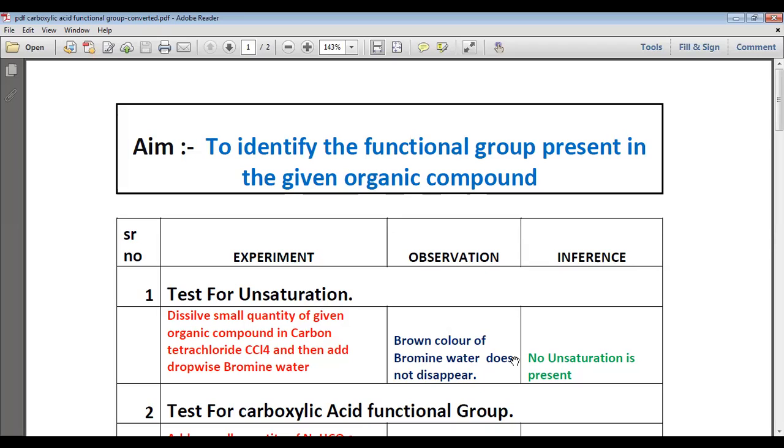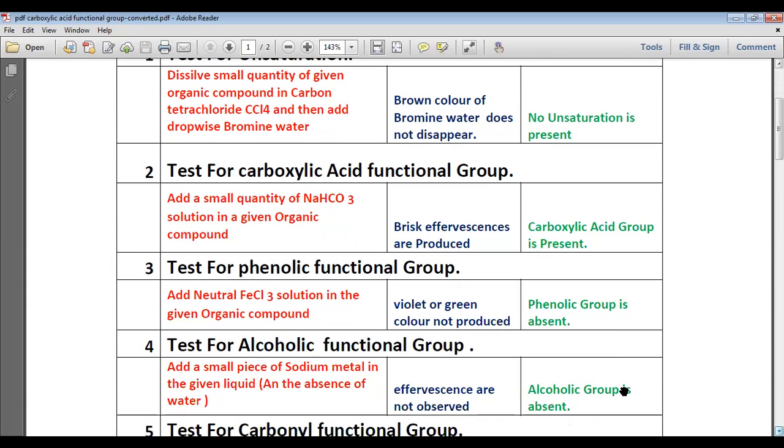The solid organic compound which you have seen, or the liquid organic compound which you have seen, in that particular case the brown color of bromine water does not disappear, and that is how we can come to know that there is no unsaturation present in the organic compound.